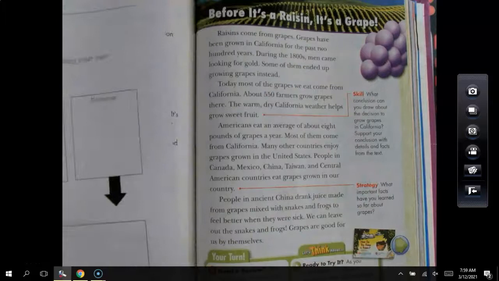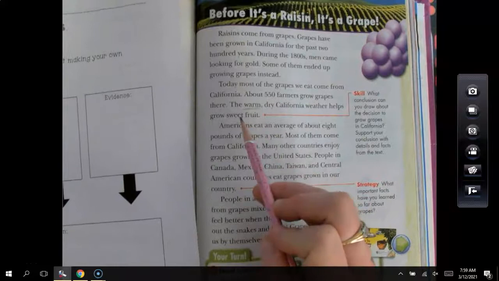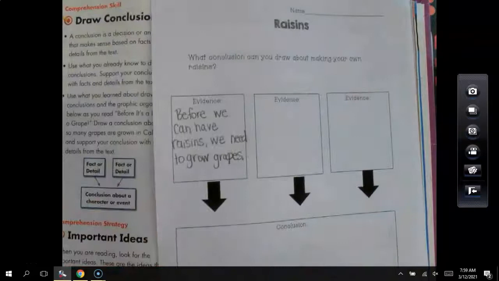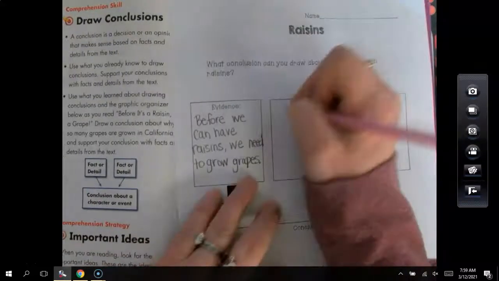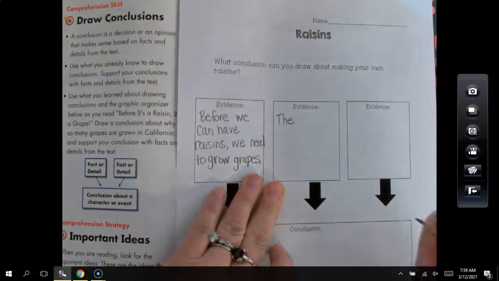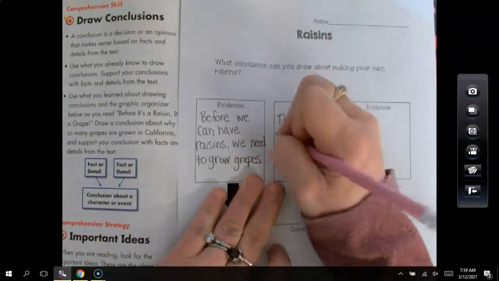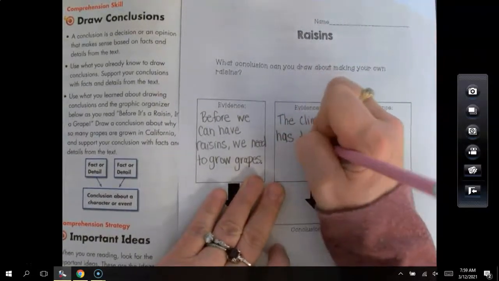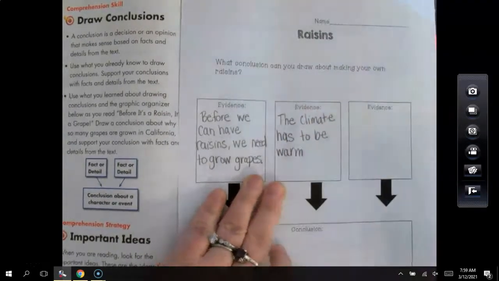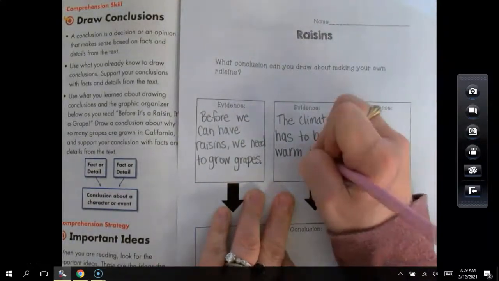Well, grapes, it talked about warm weather. It talked about warm weather. That helps us grow grapes. So we need to make sure that if we're going to make raisins, we first need to grow grapes. And that the climate has to be warm. So the climate has to be warm in order for grapes to grow.